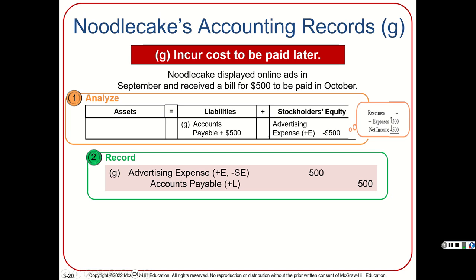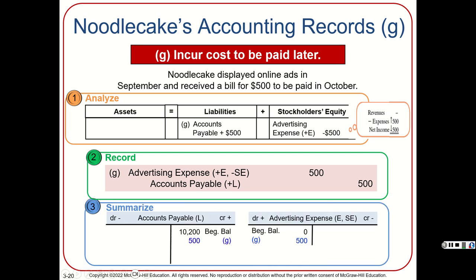Getting back to the normal balances, I just want to reiterate the normal balance of your expenses is on the left side or debit side. The normal balance for revenues is going to be on the credit side or the right side. And here are your T accounts. Your accounts payable is going to increase, and then your advertising expense is going to increase.